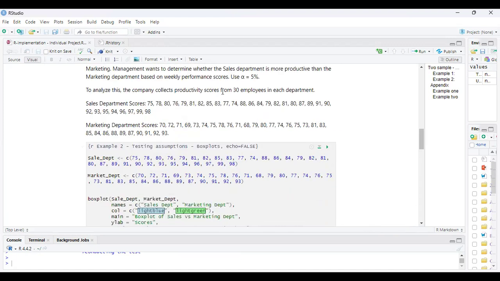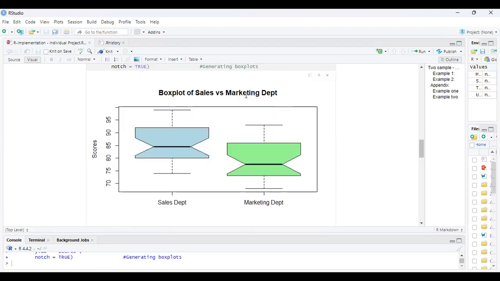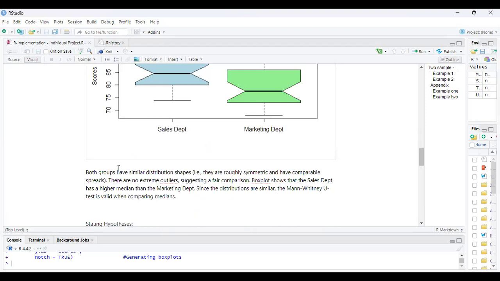To analyze this, the company collects productivity scores from 30 employees in each department. We have the scores for each department, the sales and the marketing. And we did the testing. As you can see, the box plot of the sales versus the marketing department.